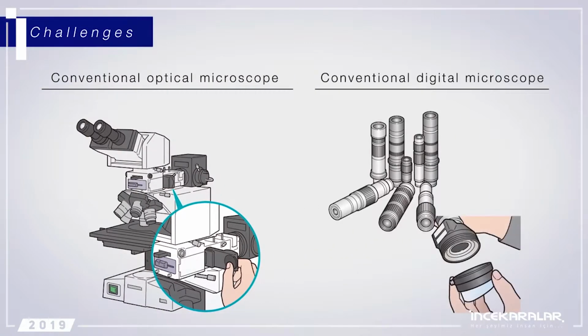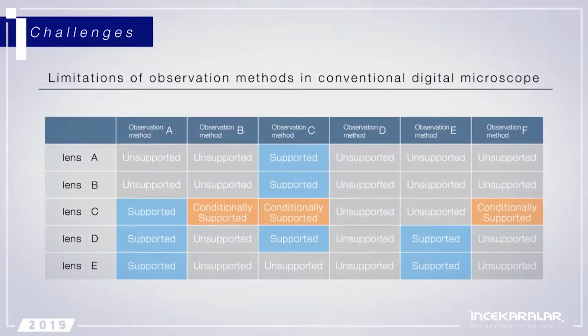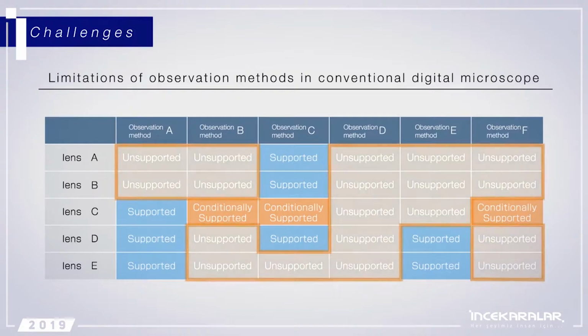And with a conventional digital microscope, the design makes it cumbersome and inconvenient to change between lenses when more or less magnification is required. The DSX1000 provides more observation conditions on more lenses than a conventional digital microscope, which has limited observation methods depending on the lens that is used.